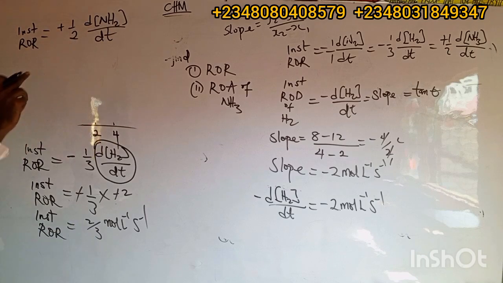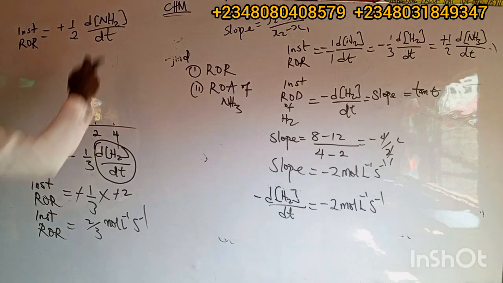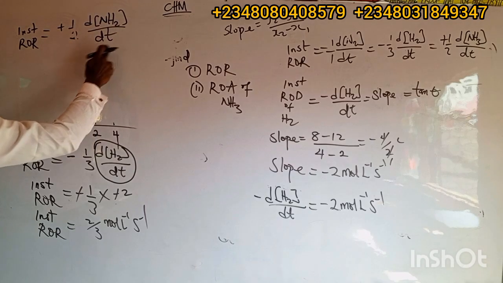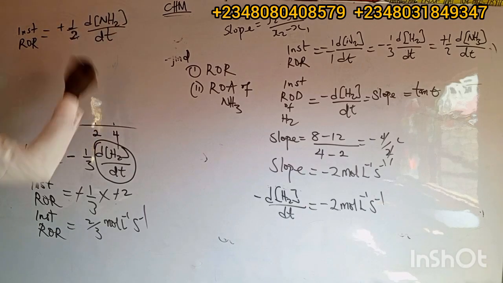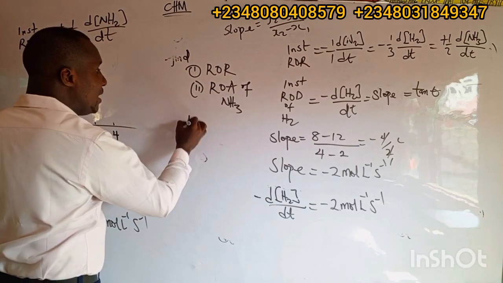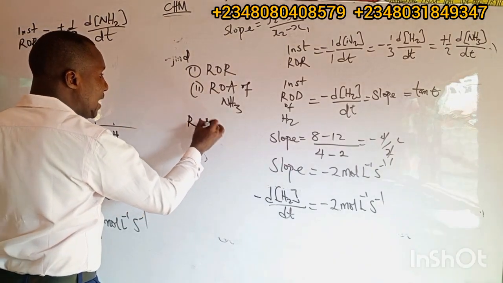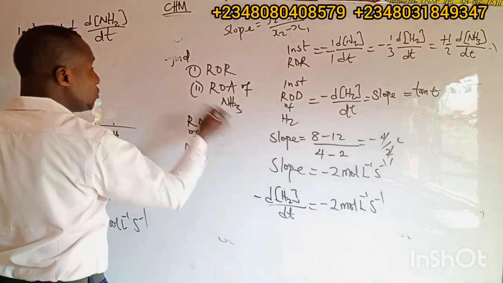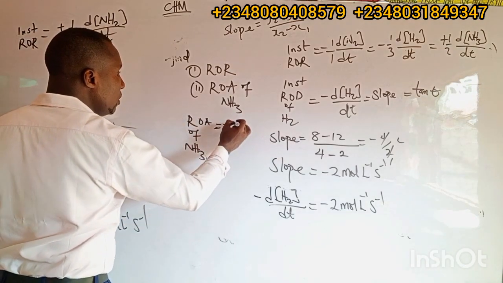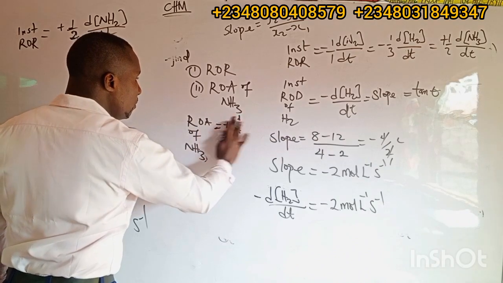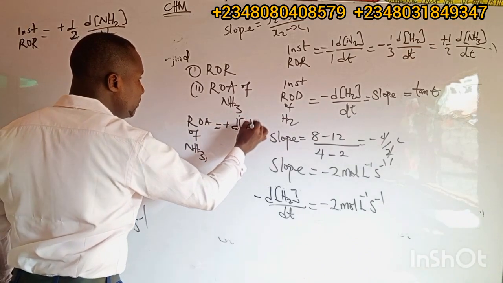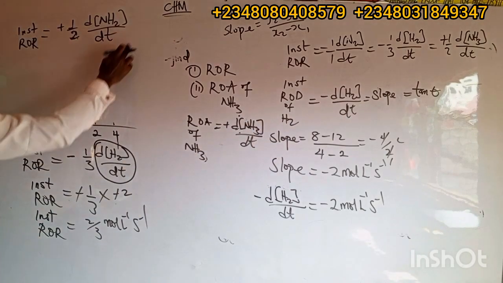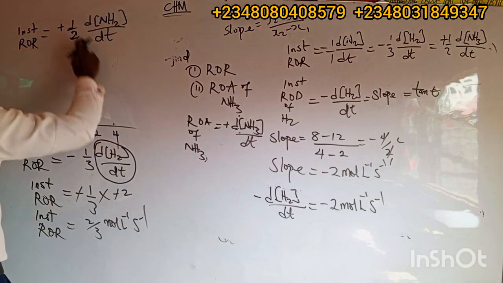I told you it won't need the stoichiometric coefficient. This is what they want you to calculate: the rate of appearance of ammonia. From that reaction, you can have it as plus d[NH3]/dt. They want you to calculate the rate of appearance of ammonia, only this one.